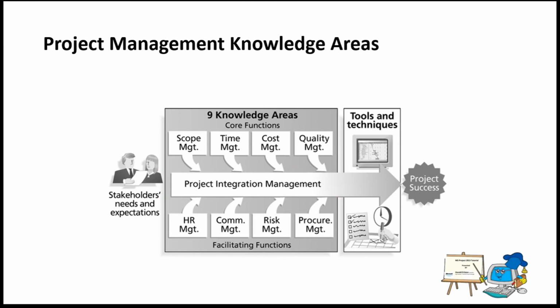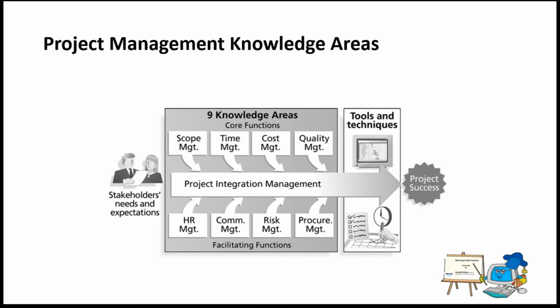Next, scope. Scope determines what work has to be done to complete the project successfully and ensuring that the work that is scheduled is done. Time is estimating how long the work will take. Planning when work will be performed, making sure that the work is done according to the schedule. And remember, time is money.